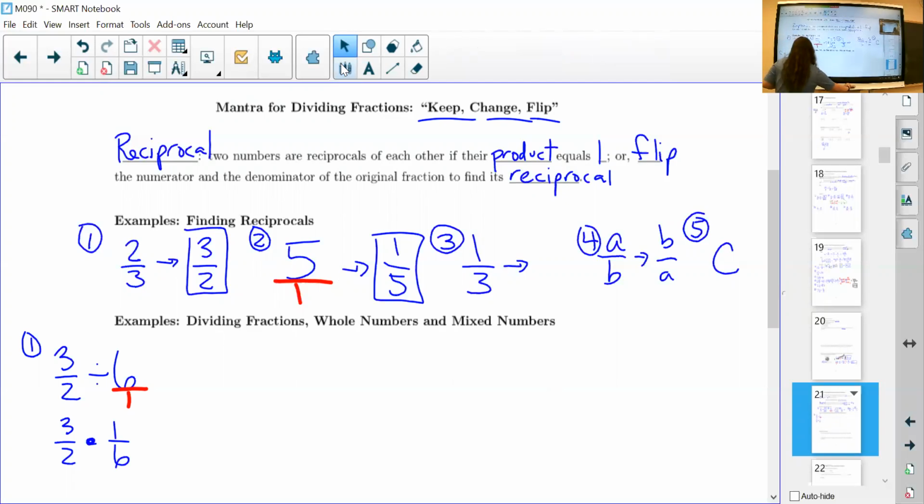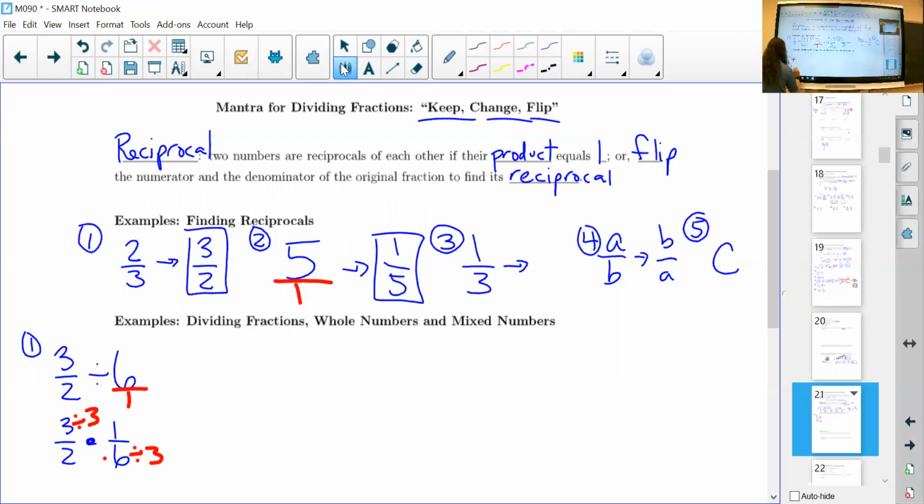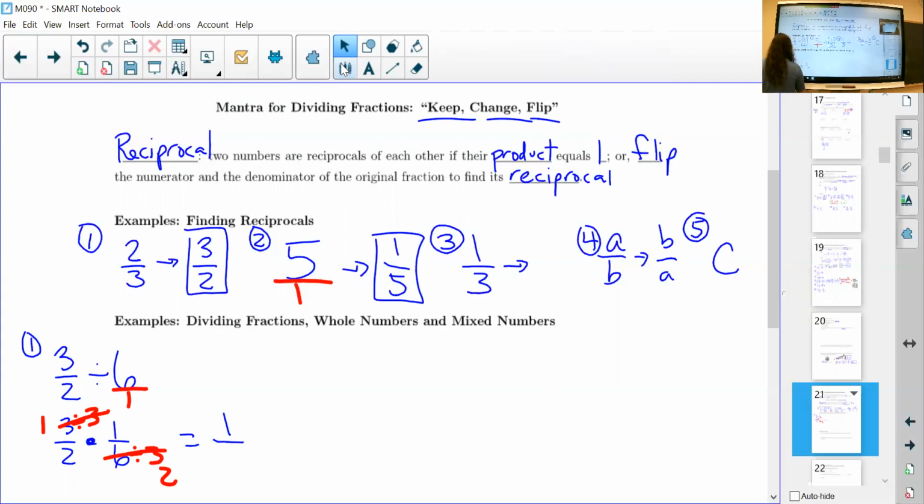Simplify early or later. I like to do it early most of the time. And I get 1 times 1 over 2 times 2. 1/4 is my answer.